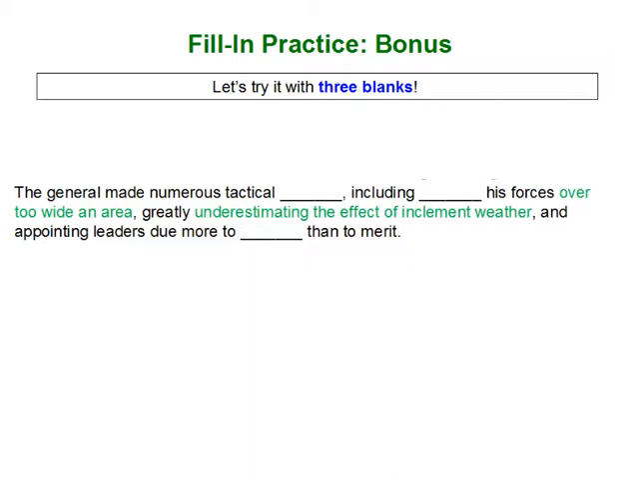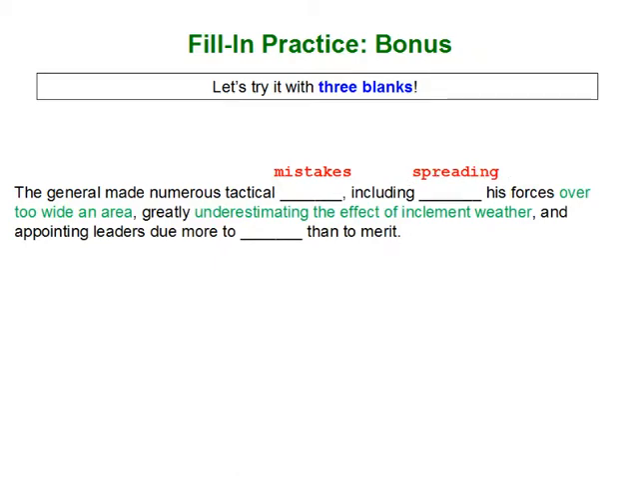So he underestimated the weather, and finally, he appointed leaders due more to blank than to merit. So merit is a good thing. You should appoint your leaders due to merit. What is a bad reason to appoint someone? That turns out to be a more difficult blank, I think, to come up with, whereas we can have errors or mistakes or blunders for the first blank.